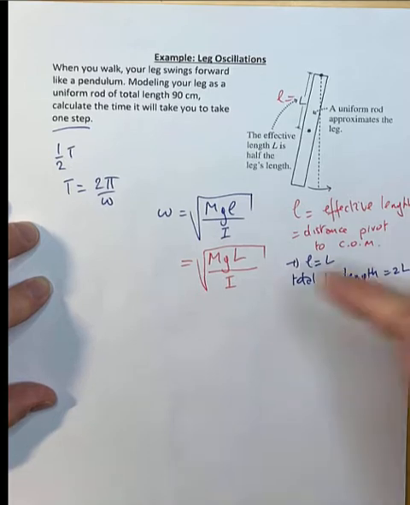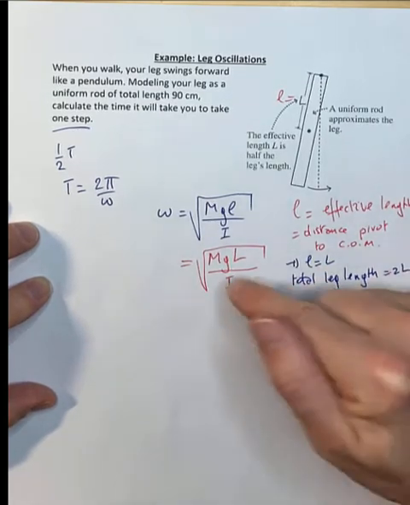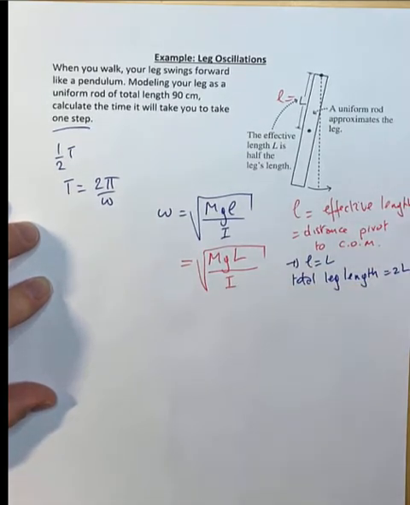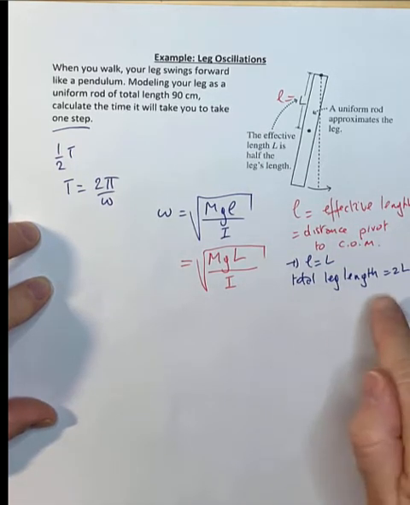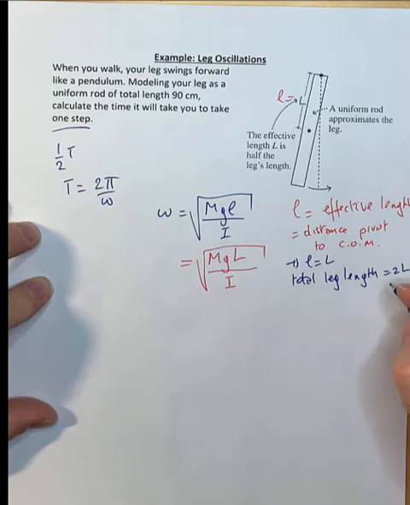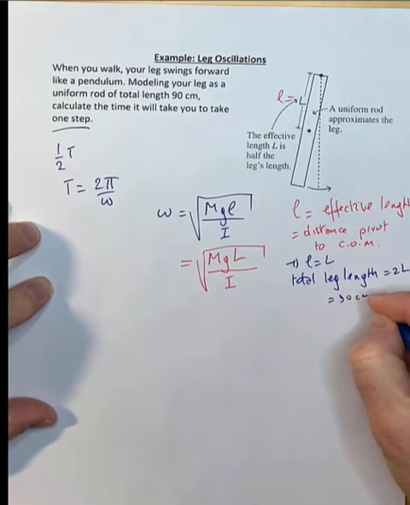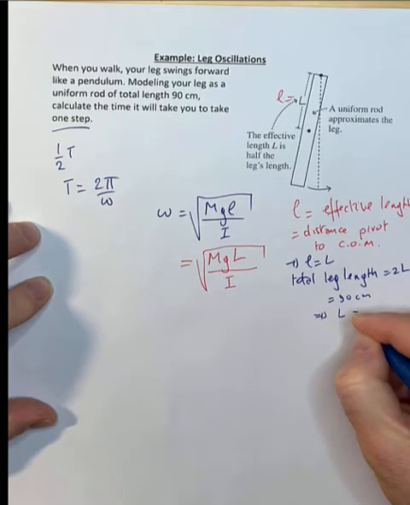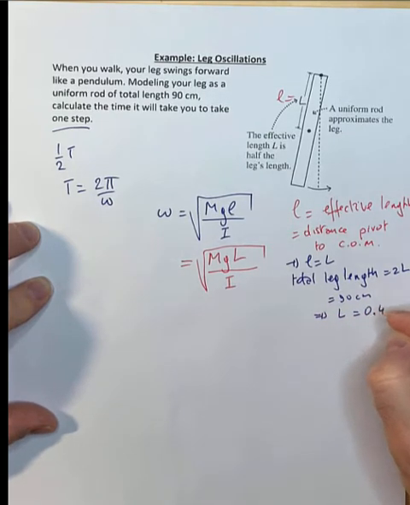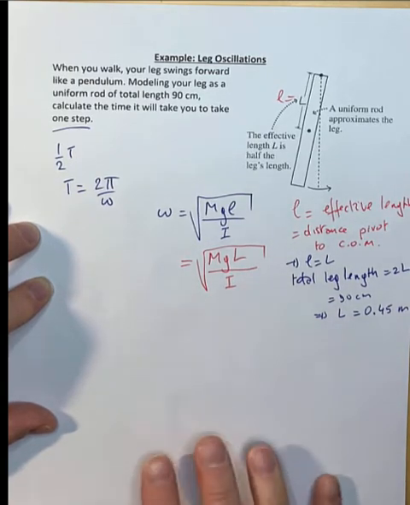So what do we need to calculate that angular frequency? The mass, the acceleration due to gravity, the length. So we know that the total leg length is 2L and it's given to be 90 centimeters. So we know that L is going to be 0.45 meters. Then there's the moment of inertia I that we need to know.